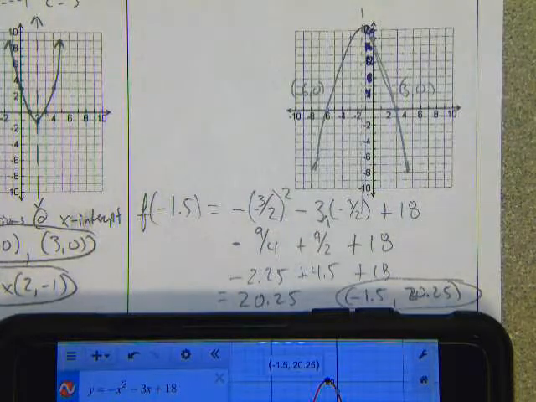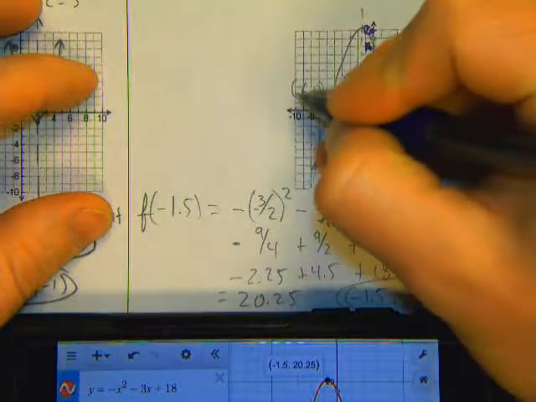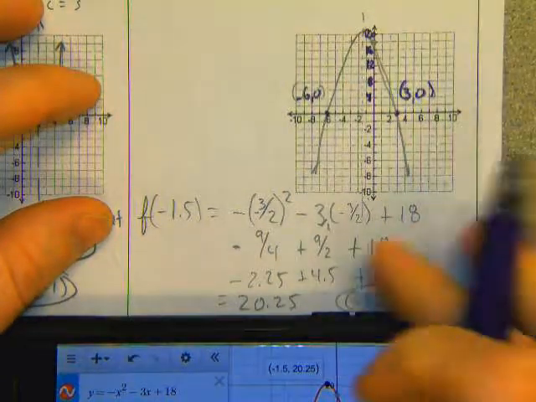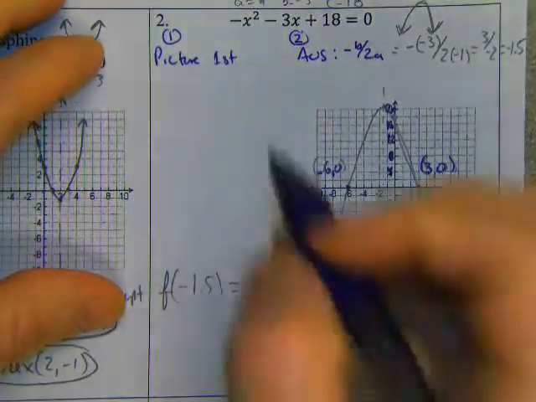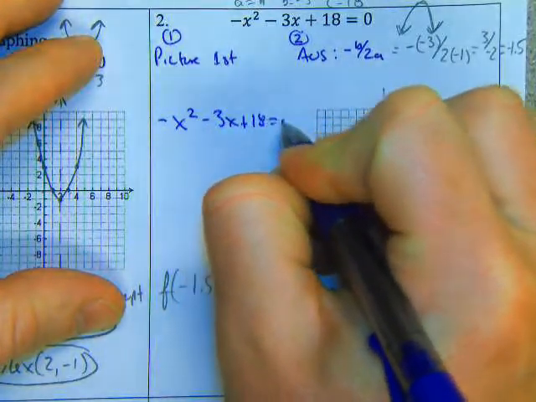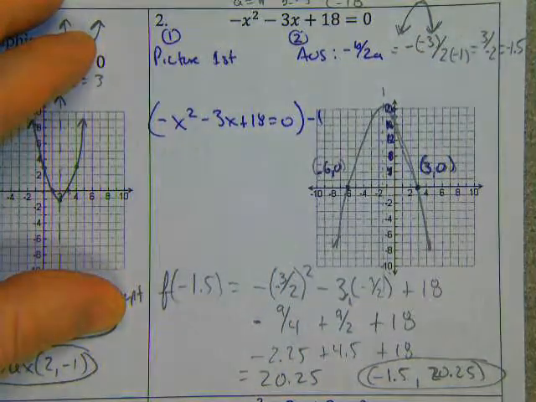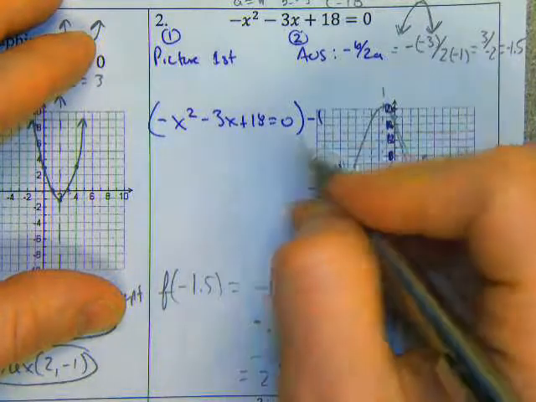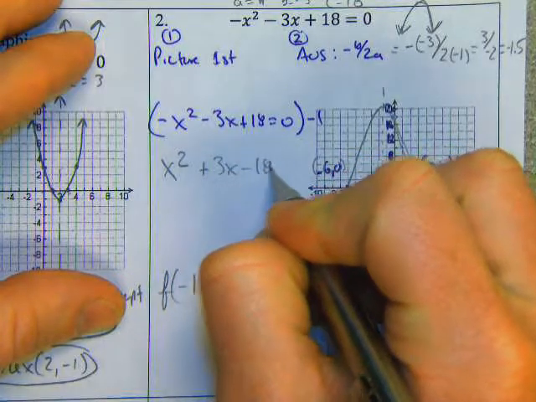Now that I have this information and I know the solutions are going to be negative 6 and 3, then I'm going to test my hypothesis on the factoring. Okay, so I'm going to take this equation, negative x squared minus 3x plus 18 equals 0, and just multiply the whole thing, both sides, by negative 1. All we're going to do is change the signs. Sign of 0 doesn't change, nothing happens there. So x squared plus 3x minus 18 is 0.